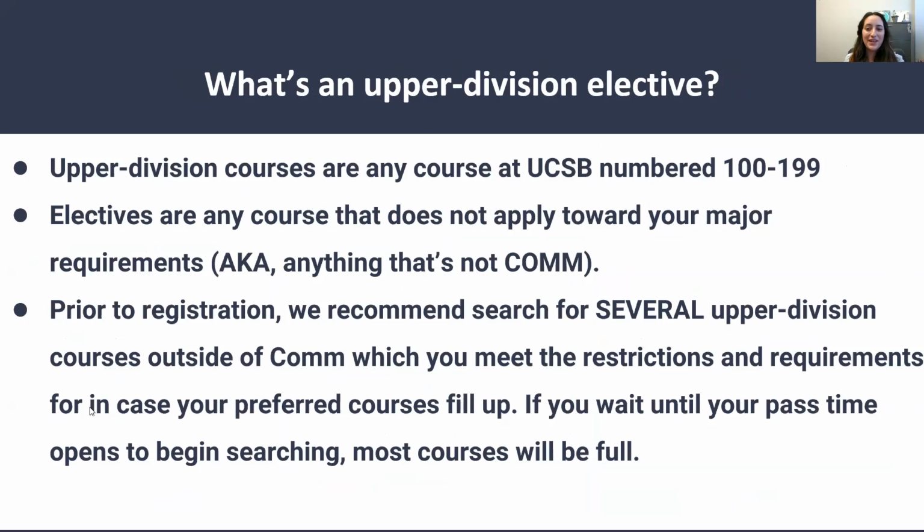All right, so a question that we get all the time is, what is an upper division elective? So I'll just go over this again. Upper division courses are any course numbered 100 through 199, and that's specific to the UC system. Electives are any course that do not apply to your major requirements. So if it's not comm, if the first 4 letters of the course are not C-O-M-M, then that means that it's an elective.